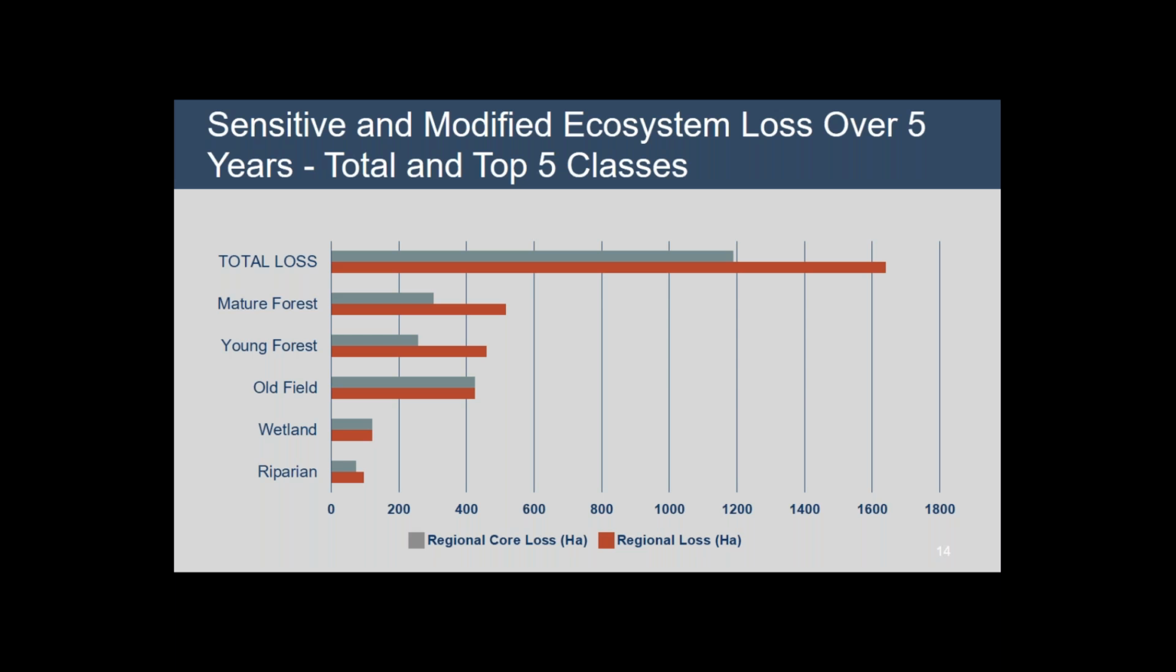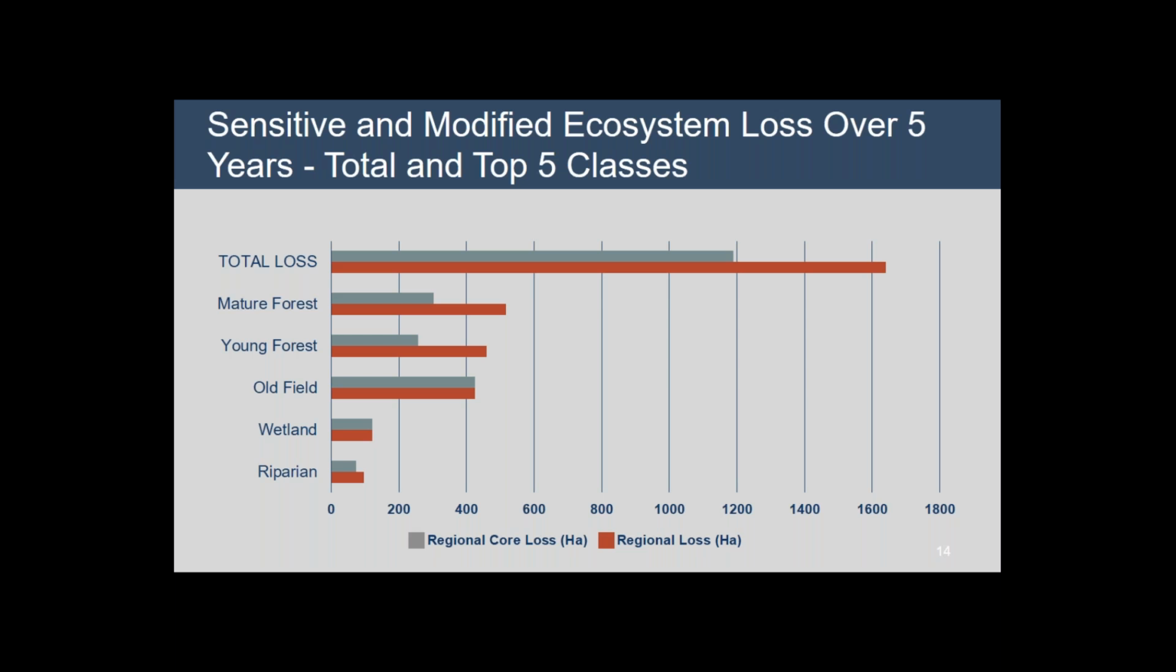To put that into perspective, that's the equivalent of losing about 4 Stanley Parks in 5 years. So for the regional core, losses were just under 1,200 hectares, which means we've lost 3.4% of sensitive and modified ecosystems in the regional core over the last 5 years. And to focus in on forests for a minute, mature and young forests saw the greatest losses of all ecosystem classes at the regional level.